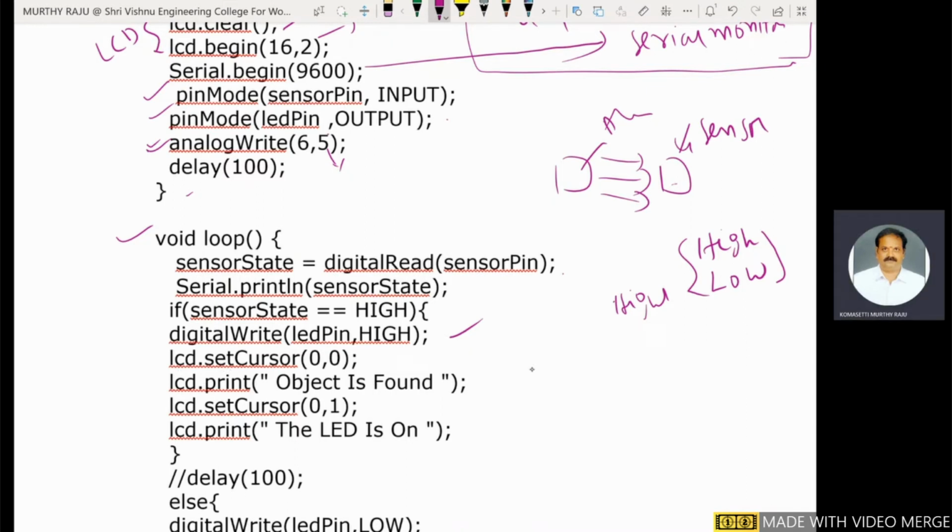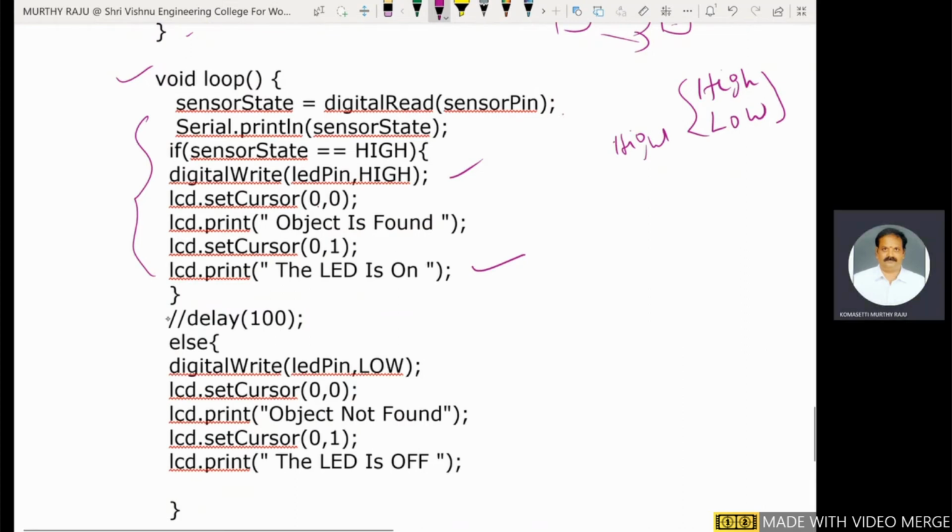LCD dot set cursor 0,0, first row first column. LCD dot print object is found. LCD dot set cursor 0,1. LCD dot print the LED is on. These are the actions related to the sensor state being high.